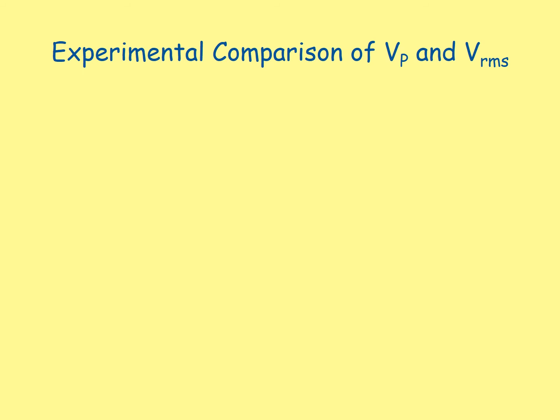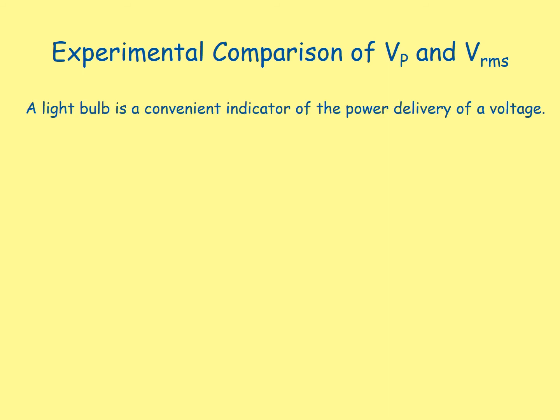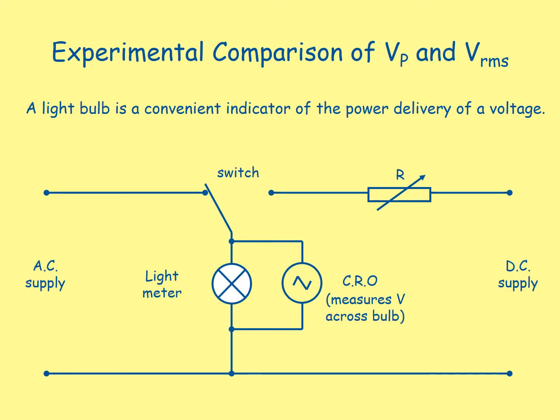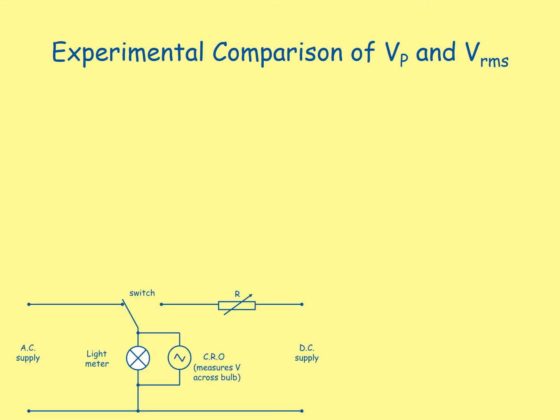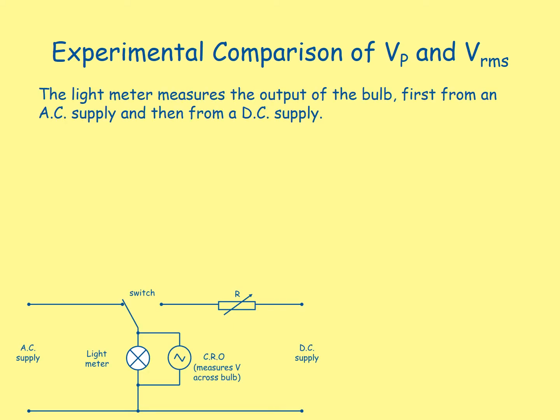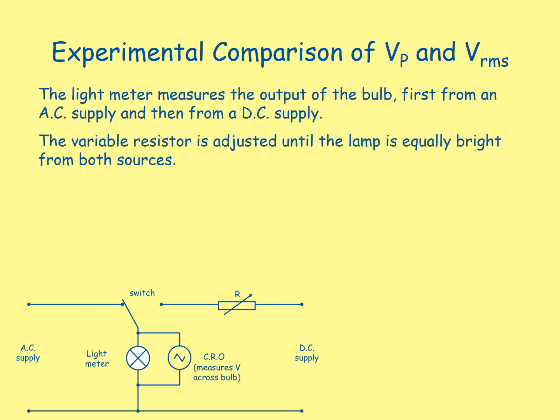Experimental comparison of the peak voltage and the RMS voltage. A light bulb is a convenient indicator of the power delivery of a voltage. We can see in our diagram here, we've got an AC supply and a DC supply. We've got a light meter, a switch, a variable resistor, and a CRO, remember that means cathode ray oscilloscope, and this measures the voltage across the bulb. The light meter measures the output of the bulb, first from an AC supply and then from a DC supply. The variable resistor is adjusted until the lamp is equally bright from both sources.